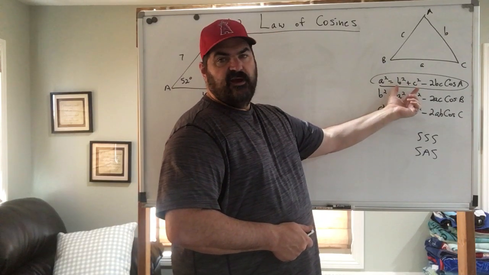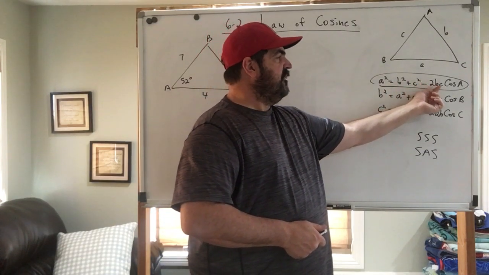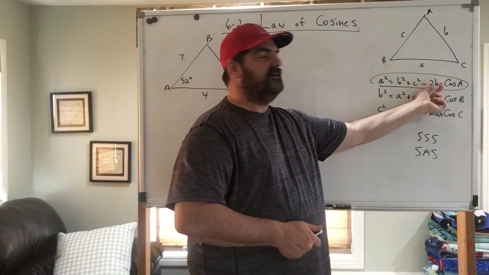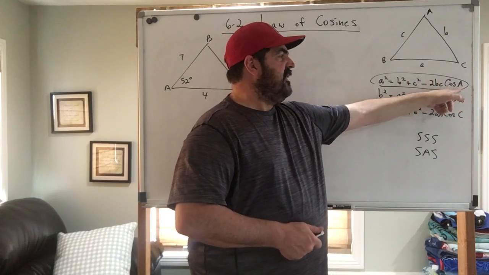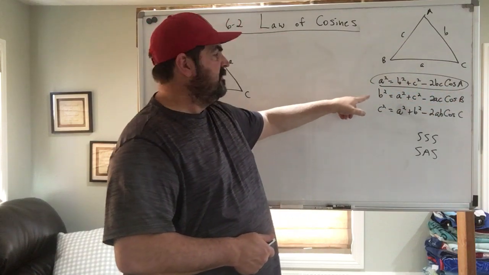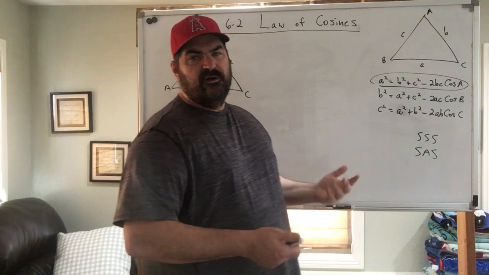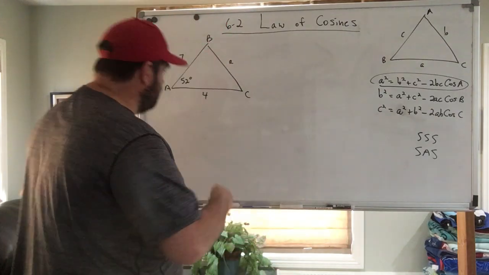So the way I memorize it, these two sides are the other two sides, and these two sides are the same, bc. So whatever you put here, you put here, 2bc, and then cosine A. This angle is the same as this side. So when this is B, that's B. This is C, that's C. So once you get the idea, it's pretty easy. So let me just show you this one.